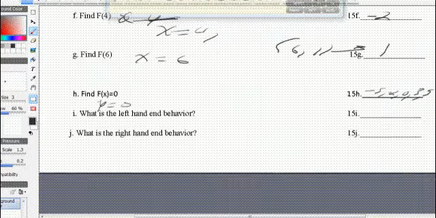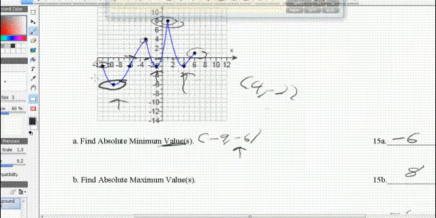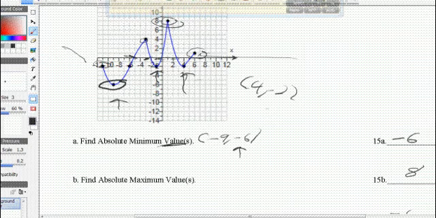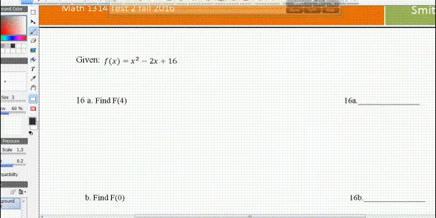Now you go back down here. This one says, what is the left-hand end behavior and right-hand end behavior? What's it trying to go to? Left-hand side is trying to go to what? -2. Right-hand side is trying to go to what? 1. So this guy here should be -2. This guy here should be 1.